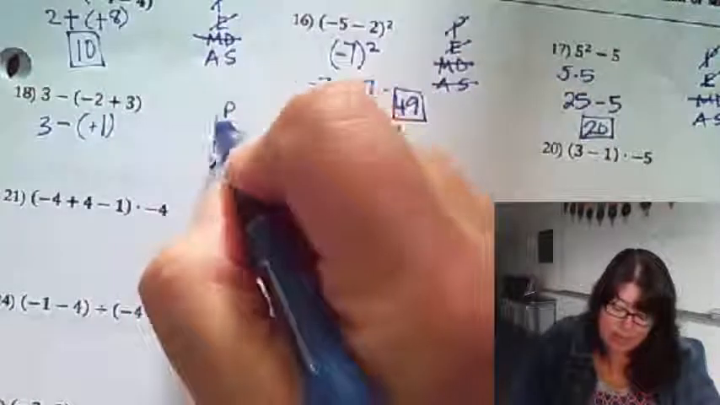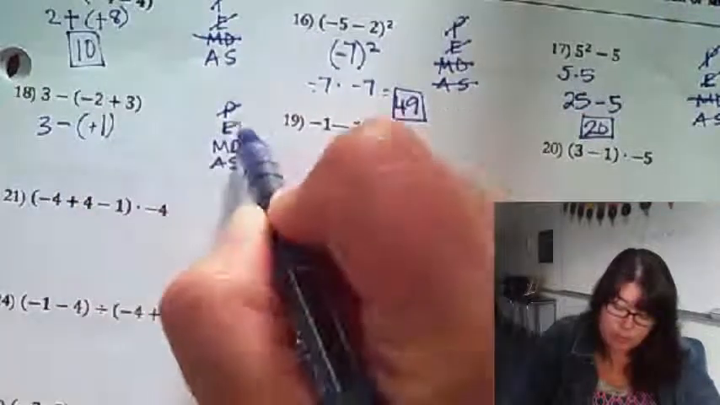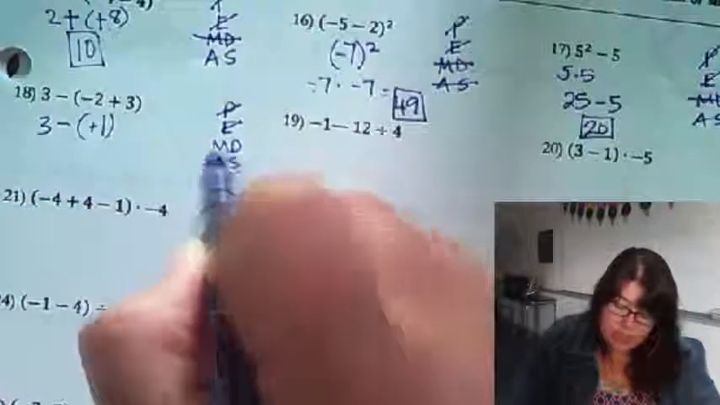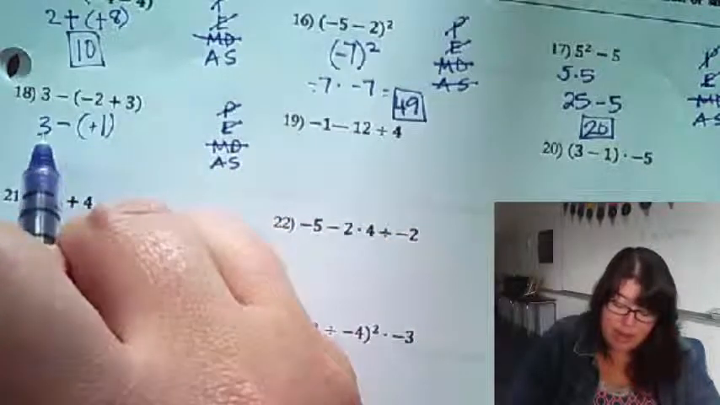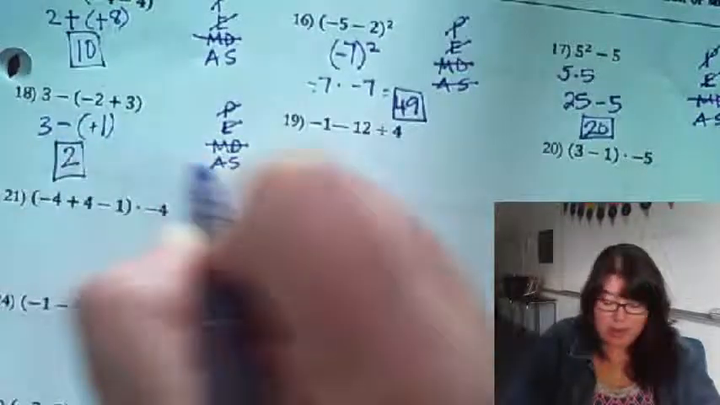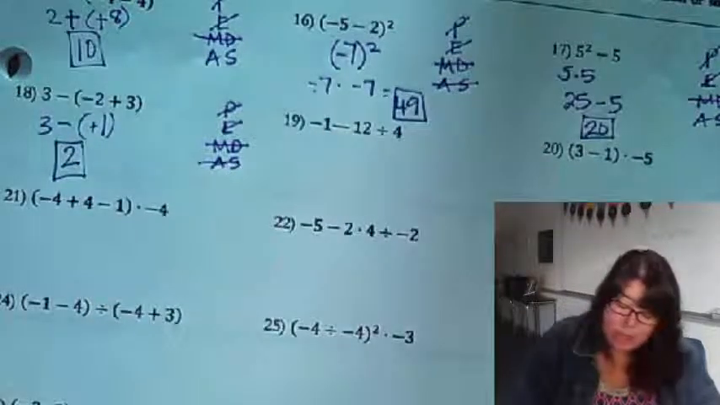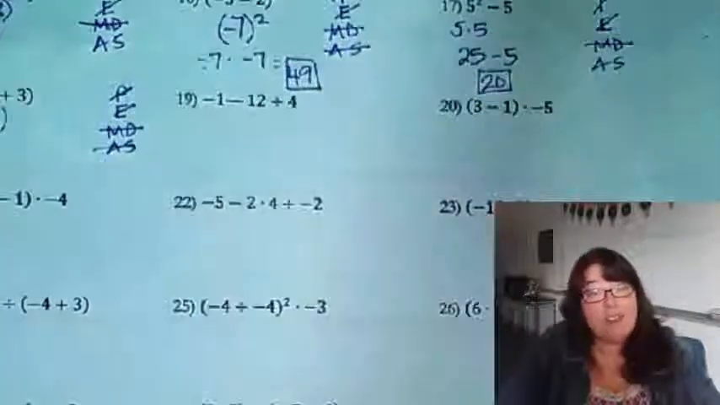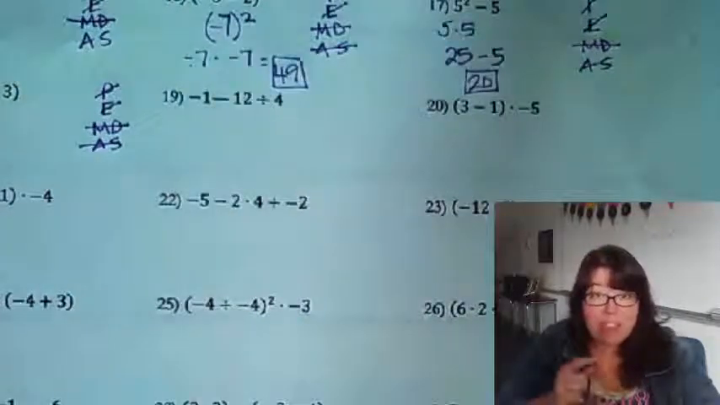Parentheses are done. Any exponents? No. Multiplication or division? No. Addition and subtraction, I've got 3 minus a +1, which is just 2, and I'm done. So why don't you take a look at 19 and 20 and see if you can tackle those on your own. Pause the video and then come back when you think you've got it.